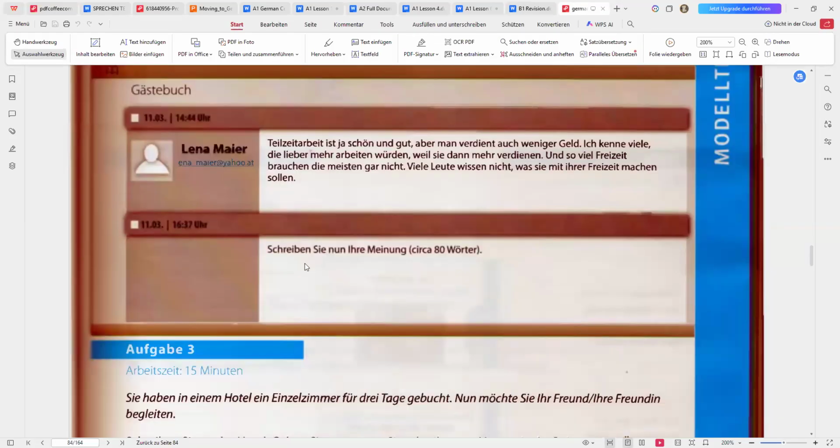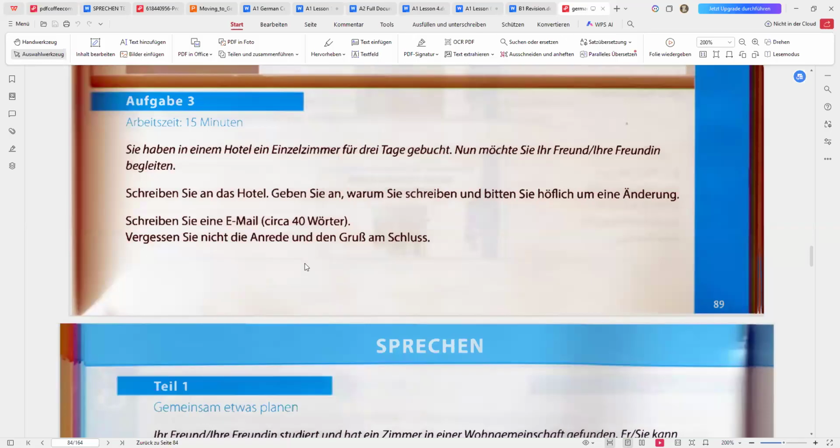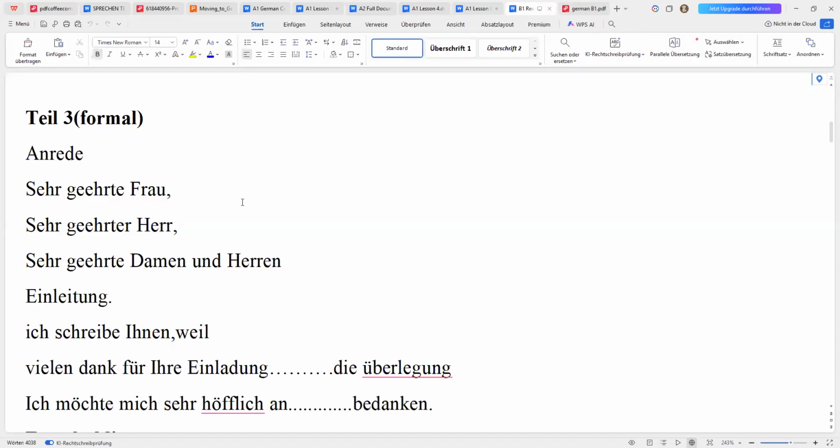Then Teil 3 or the Aufgabe 3, it is always a formal brief or formal email. It is always 40 words. It is just formal. Always it will be formal. It can't be informal. So here, the Anrede is either sehr geehrte Frau, or if it is a male, sehr geehrter Herr, so and so. If you are not given the name of the person, it's always sehr geehrte Damen und Herren.